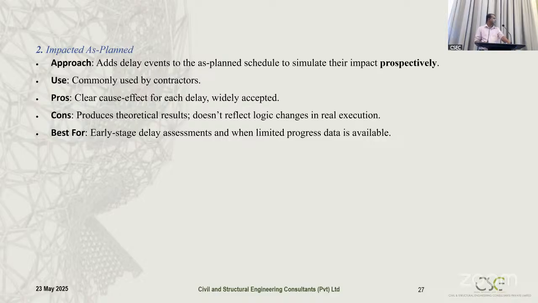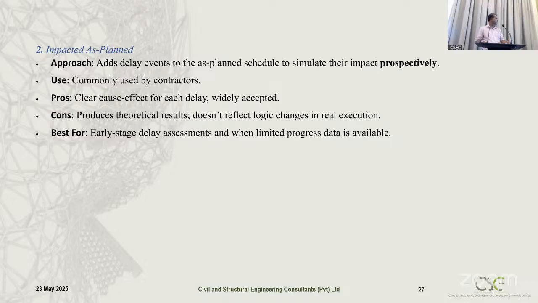Okay, next one is the impacted as-planned method. We have a planned project, so we are analyzing how the delay impacts the planned work. Our approach is to add a delay event to the as-planned schedule to simulate its impact prospectively. We identify the delay event, take each delay event separately, and enter the time duration and the other relationships into the planned program, analyzing while the project is moving forward.